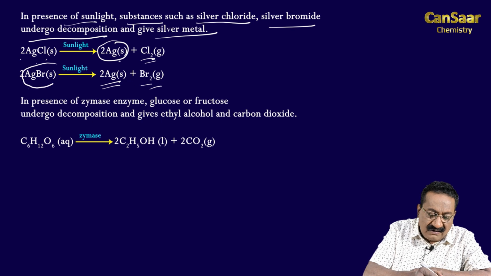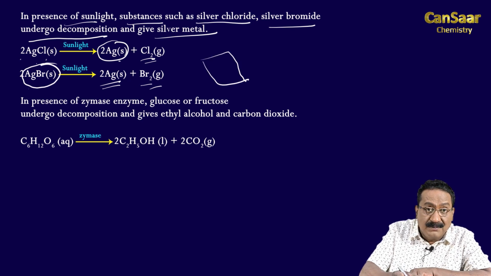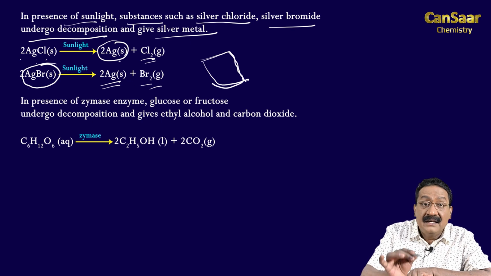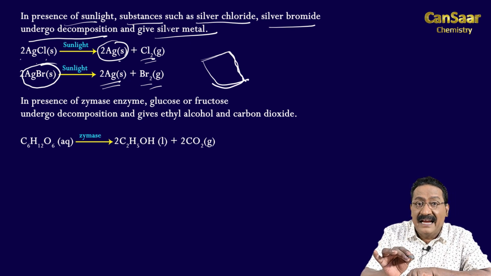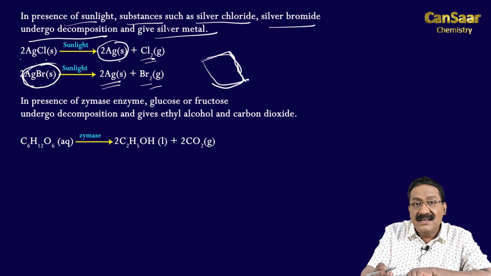Actually, this silver bromide is used in photographic films. Hence, those films are loaded even in the camera in the absence of sunlight. Otherwise, silver bromide present in the film undergoes decomposition.